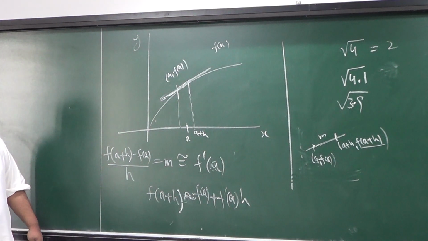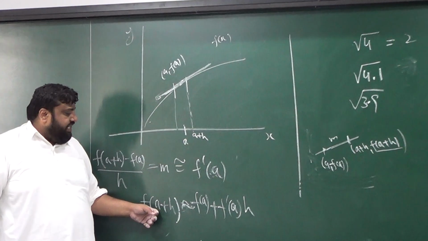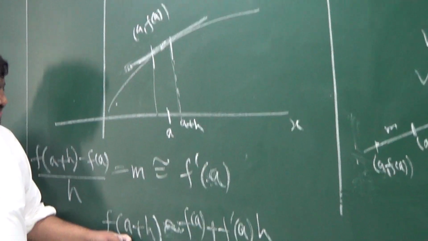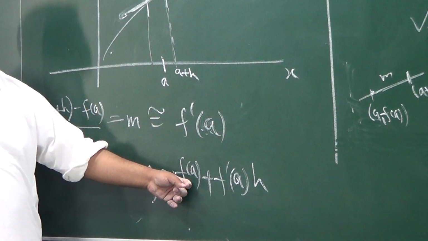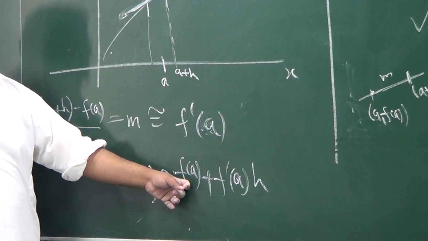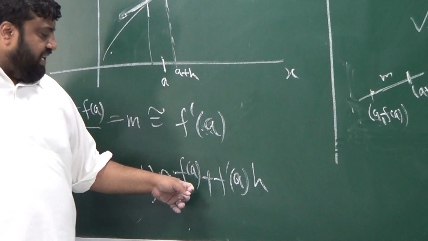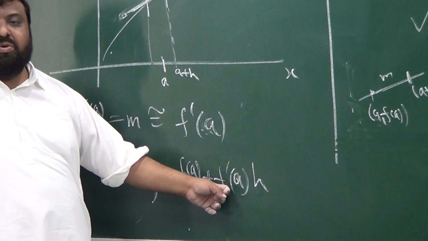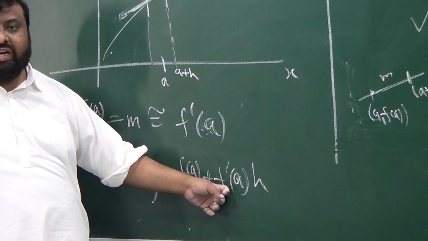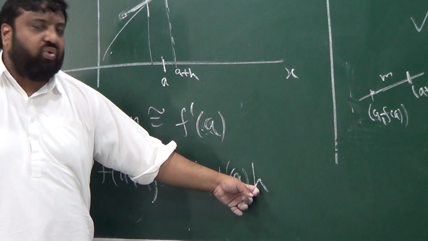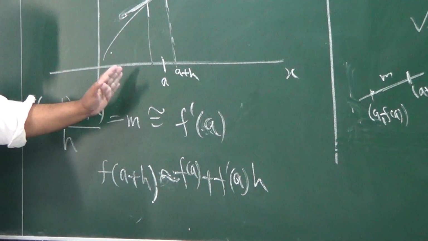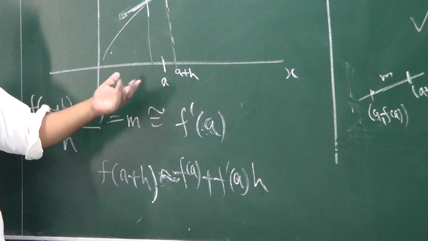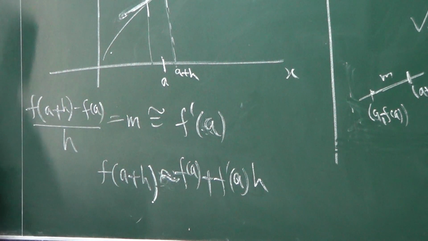So if you want to know f of a plus h, you need to know the derivative at that point a, the value of the function at that point a, the slope of the tangent line at that point a, and how much you are drifting away from a. So this would be a useful trick.